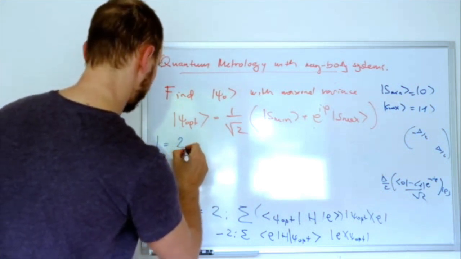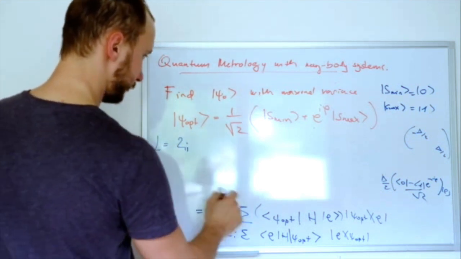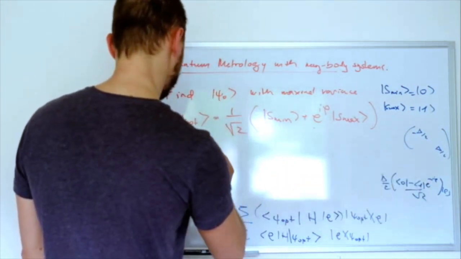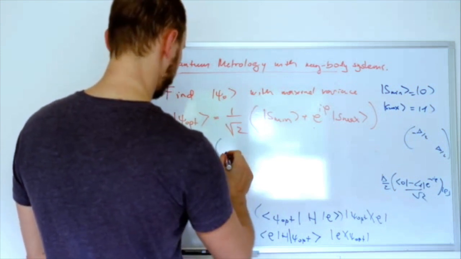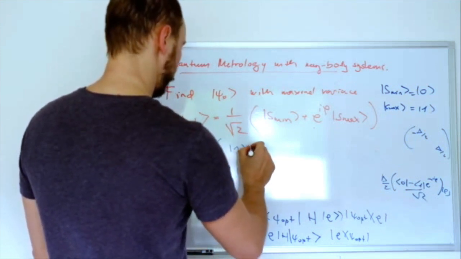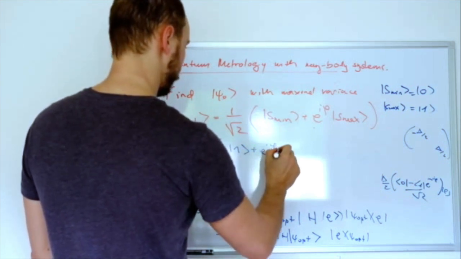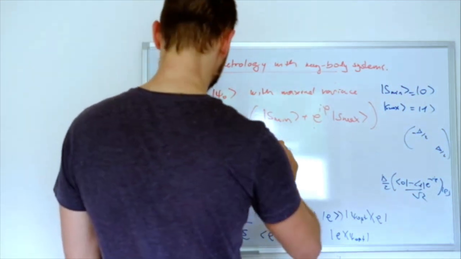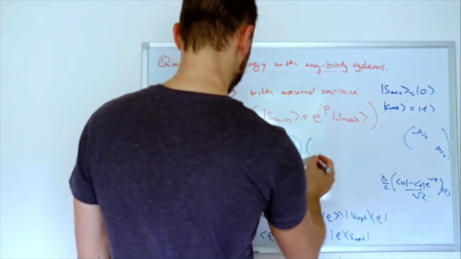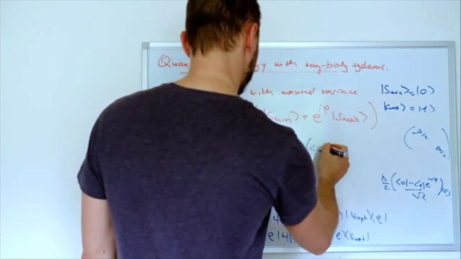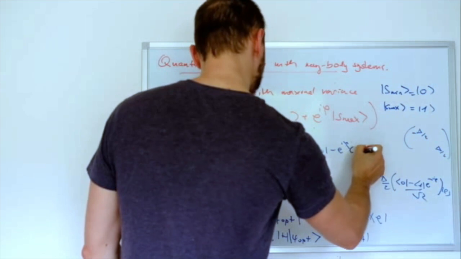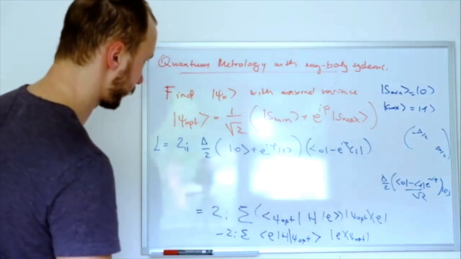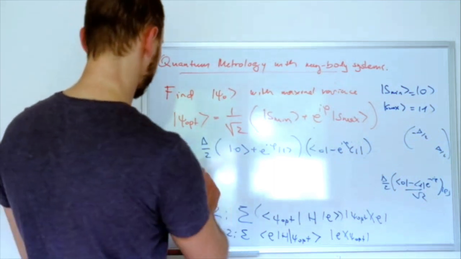so L is equal to 2i times, this will be 1 because it's normalized, times delta over 2. And then we have a state psi of, so which is 0 plus i phi 1. And then we get 0 minus i phi 1. I'm correct. Okay, and for the other term here, we just get the opposite term with a minus sign.